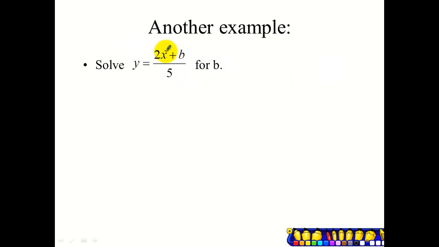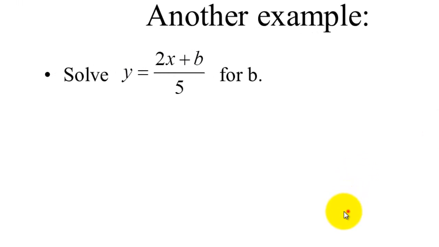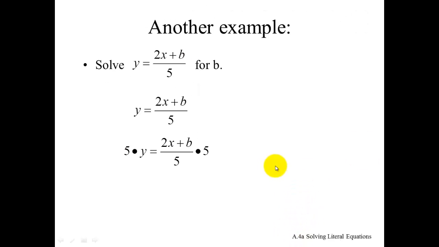Now note that my 2x plus b here is being divided by 5. So we have to remove our 5 first. So first, I need to multiply both sides by 5. And then 5 here will cancel out. I will have 5y equals 2x plus b. Next, I am going to subtract 2x to both sides. And then we'll have 5y minus 2x.